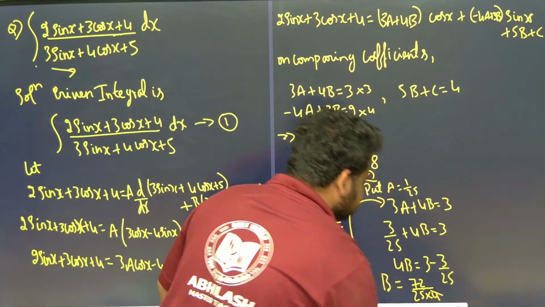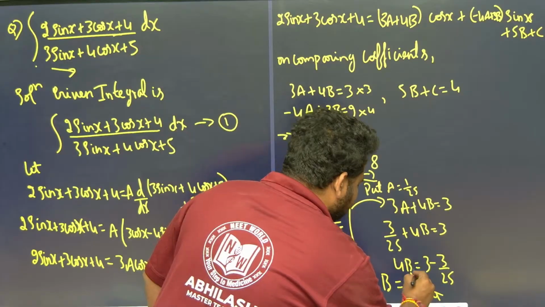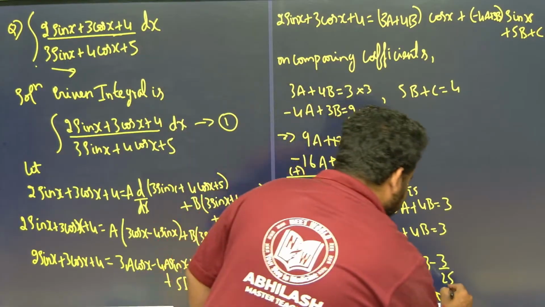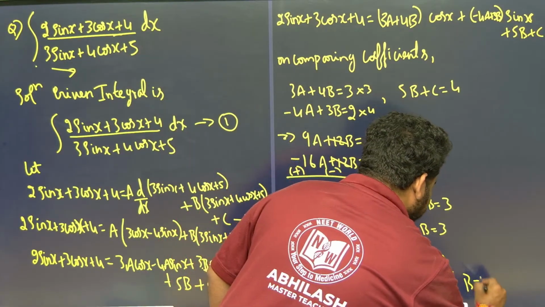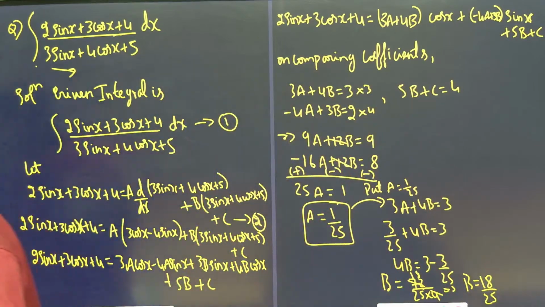Now 4 8s are 32. So this implies b will be equal to 18 by 25, correct? So this is what we will get. b will be equal to 18 by 25. That is what we will get.